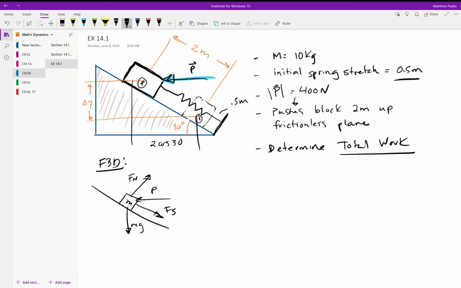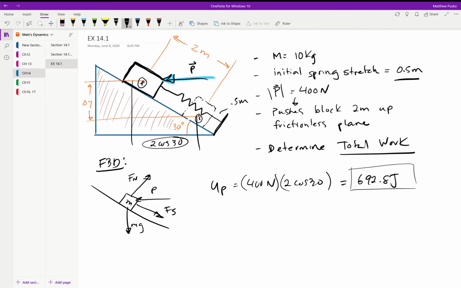Okay, so let's look at the work done by the force P. We have a 400 Newton force, and it's acting in the displacement in the direction of 2 cosine 30. So it goes 2 meters up the incline. We need the component in the direction of the force P, so that gives us the 2 cosine 30. And we get 692.8 joules. Alright, hold on to that.